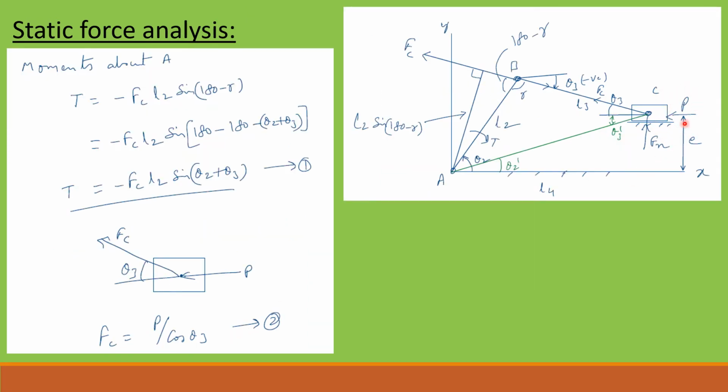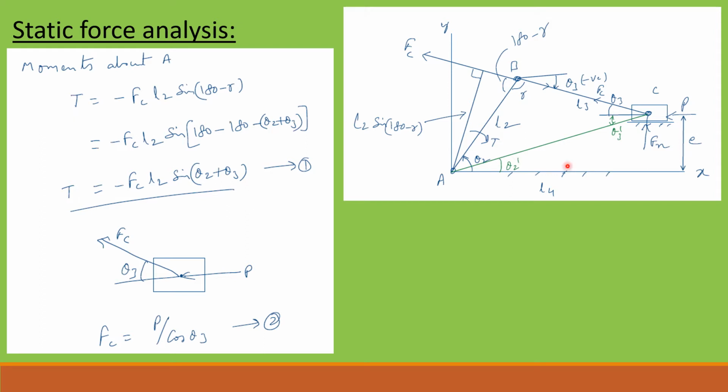Here a load P is acting on the slider, and on this link AB there is a torque T acting in clockwise direction to oppose this force. So let us extend this line BC towards left. So this is FC, the load FC that is acting. FC is a component of P along this link BC. Let us draw a line perpendicular to this one that touches at A. So this force FC into L2 sine 180 minus gamma equals the torque.